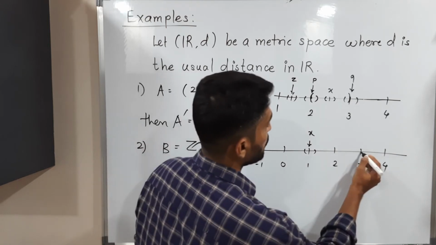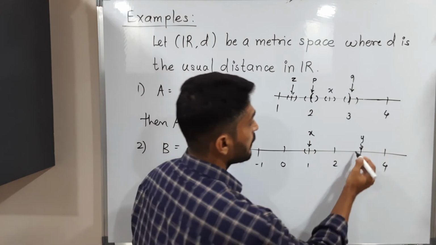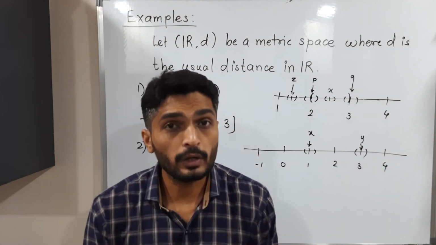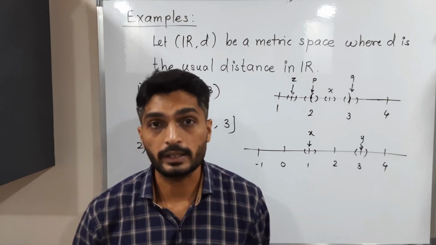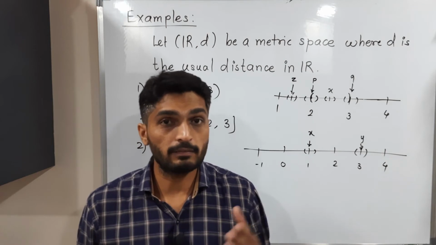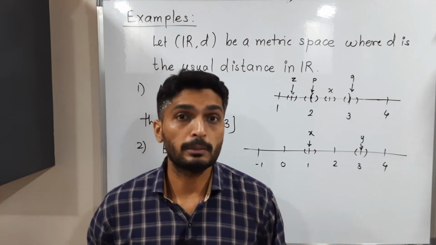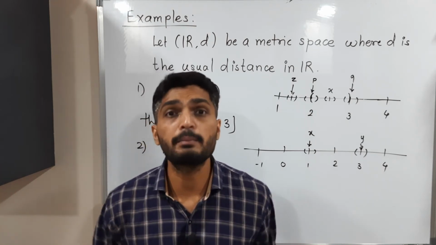If you consider point 3, is this a limit point? If you draw any small ball around 3, it does not contain any integer other than 3. So therefore 3 is also not a limit point. Similarly, we can say 4 is also not a limit point. 0 is also not a limit point. Negative numbers minus 1, minus 2, minus 3, all these are not limit points.